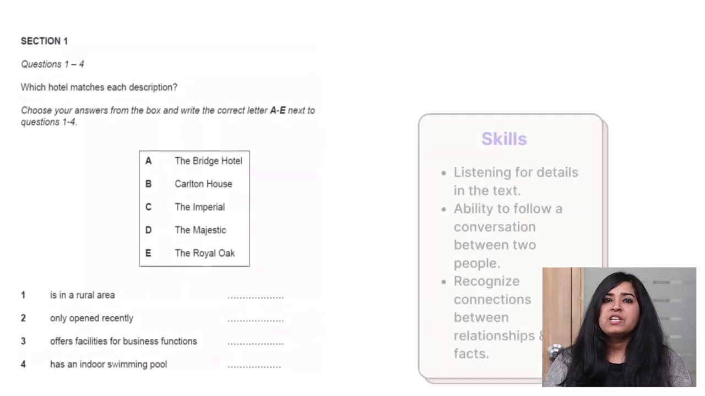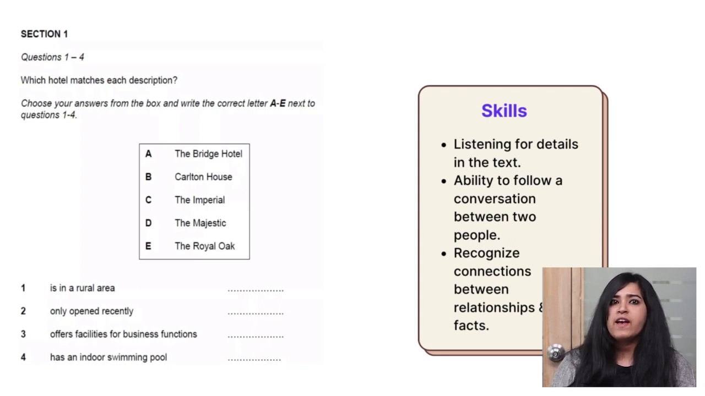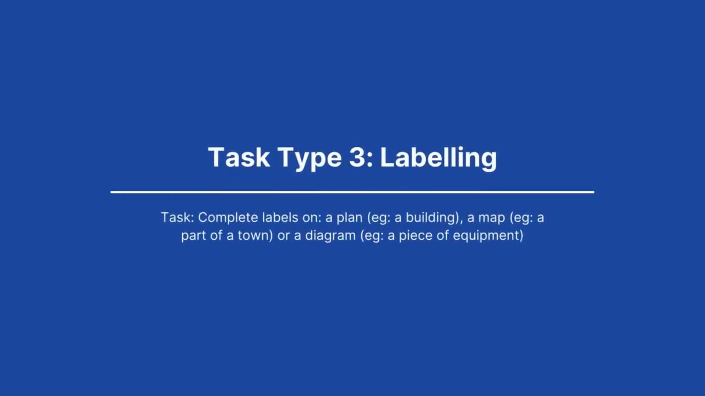The good thing about this question type is that the questions will come in order as you hear them in the audio. Matching assesses the skill of listening for detail and whether a test taker can understand information given in a conversation on an everyday topic, such as the different types of hotel or guest house accommodation. It also assesses the ability to follow a conversation between two people. It may also be used to assess test takers' ability to recognize relationships and connections between facts in a listening text.